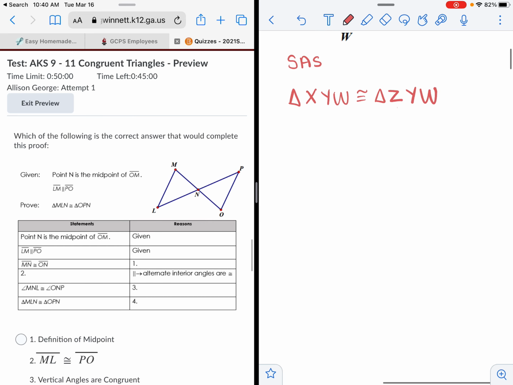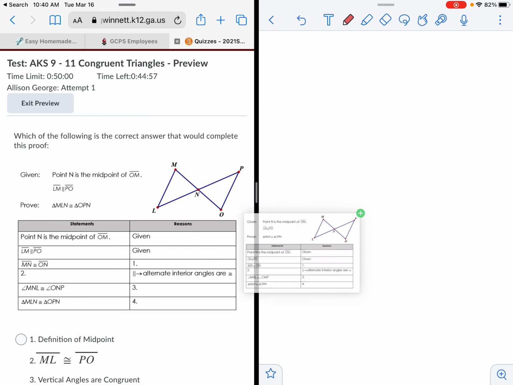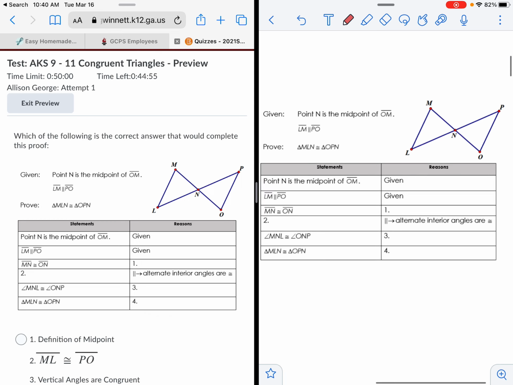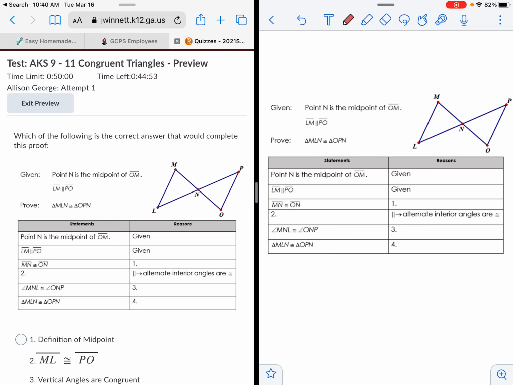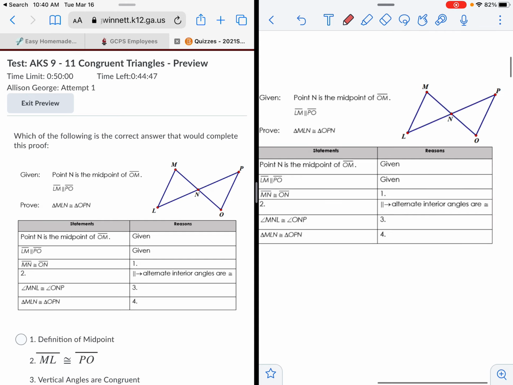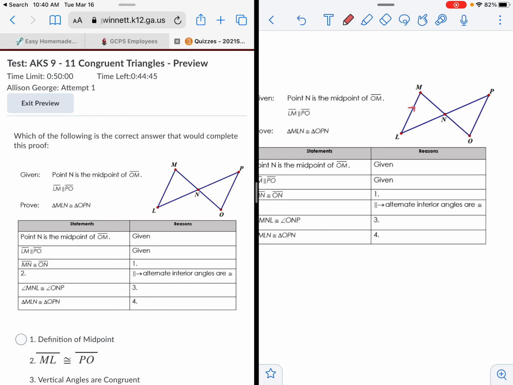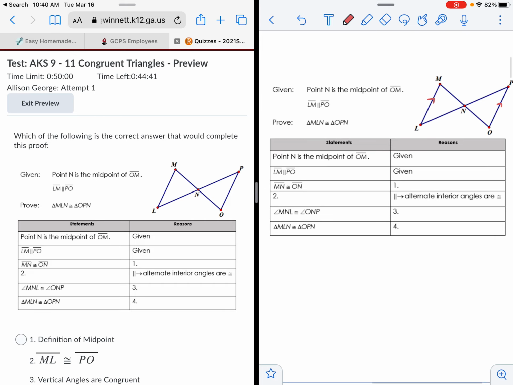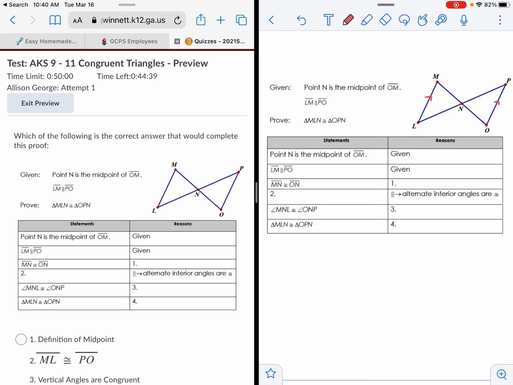All right, let's look at this proof here. So point N is the midpoint of OM. That is given, and LM is parallel to PO. And if you even want to mark that just to help yourself remember those are parallel, you can. All right, the next thing says that MN is congruent to ON.